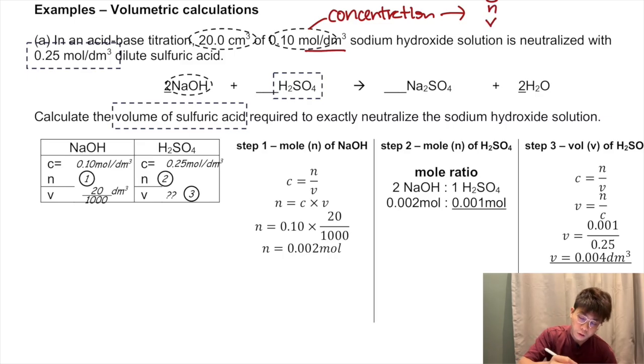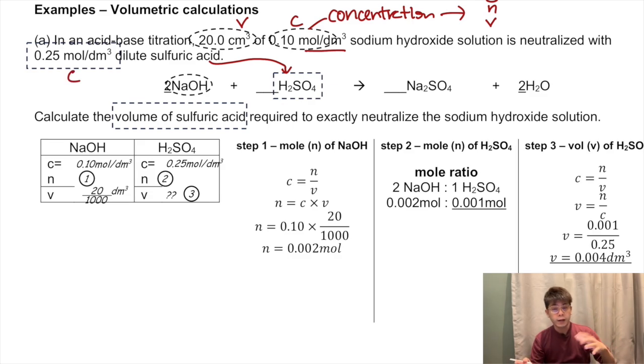This is the volume, this is the concentration of sodium hydroxide, and it's neutralized with sulfuric acid. For sulfuric acid, I've drawn the box as a square, and I did sodium hydroxide as the circle. Over here, this square, 0.25 mole per dm cube, is it C, N or V? This is C.